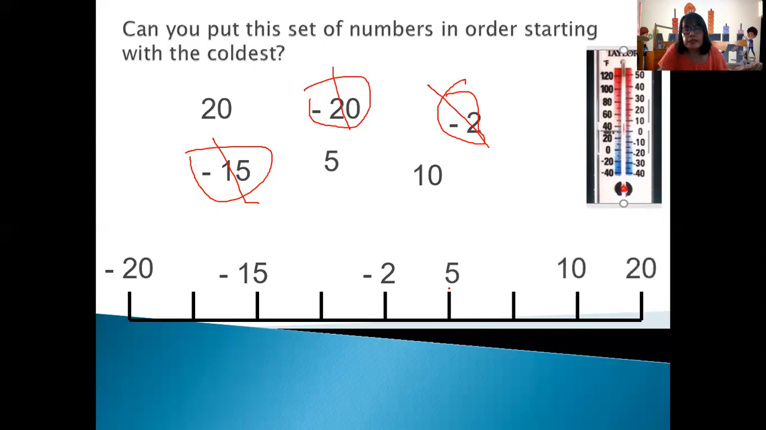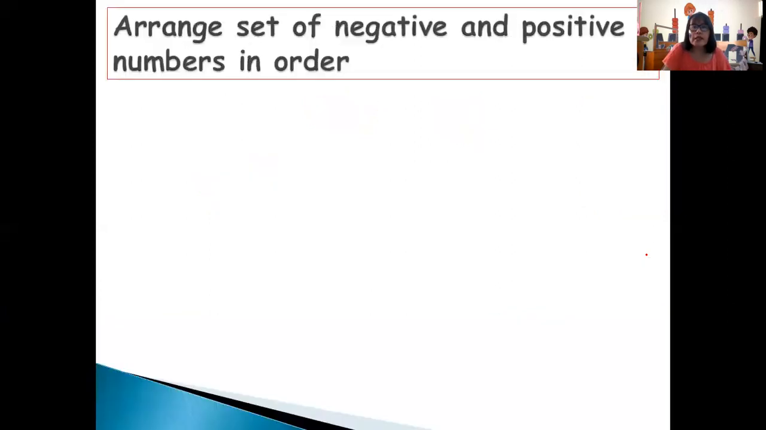So let's see now our number line. -20 is the coldest, then -15, -2, 5, 10, and 20. So now these numbers are arranged from the coldest to the warmest. So the coldest is -20 and the warmest is 20. Okay, clear? Okay, let's go to the next slide.